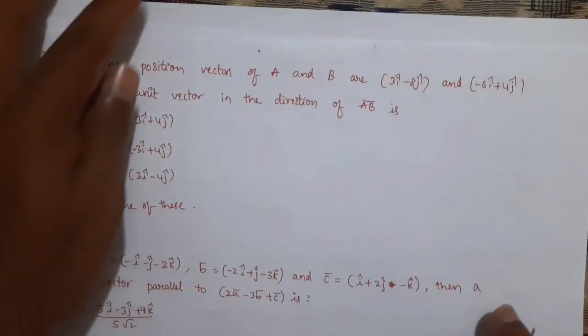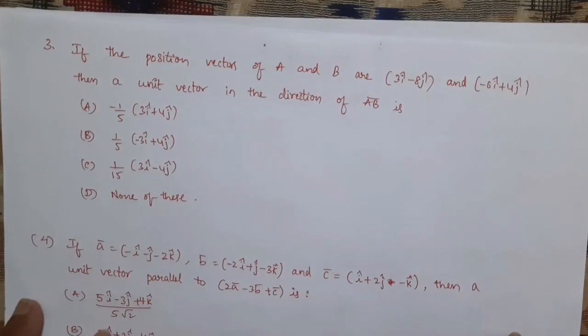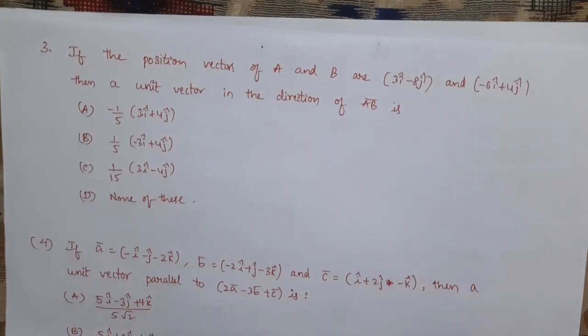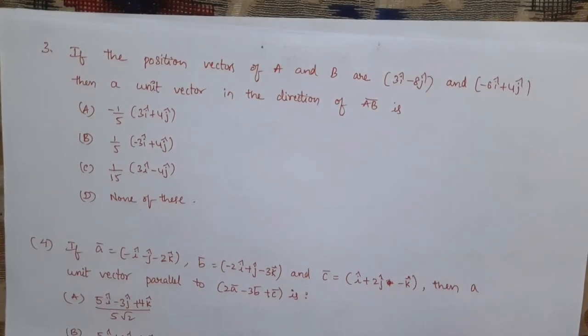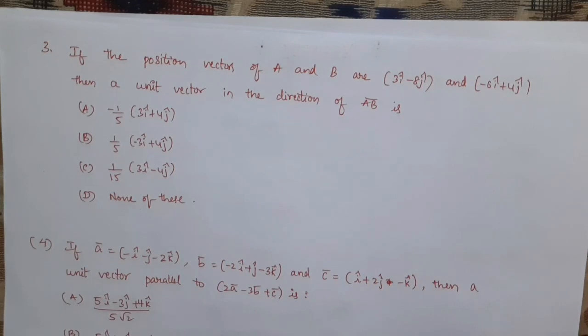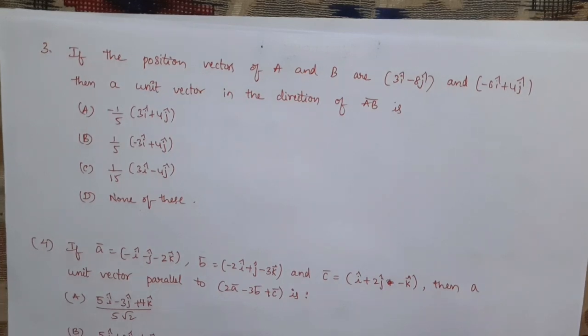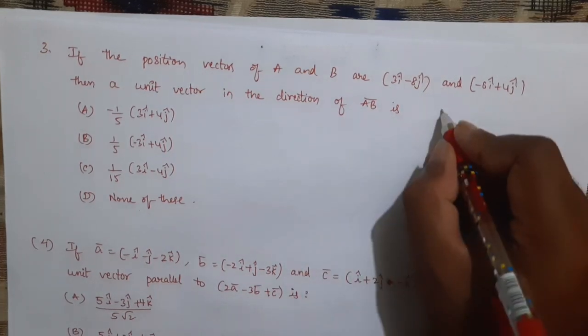Next, when it comes to the third question: if the position vectors of A and B are 3i cap minus 8j cap and -6i cap plus 4j cap, then a unit vector in the direction of AB bar. Unit vector in the direction of AB bar means very simple.